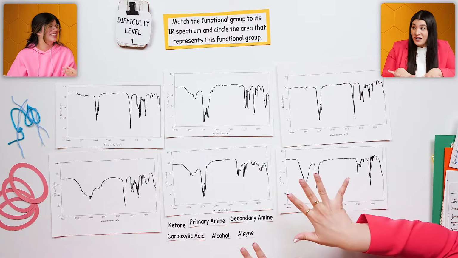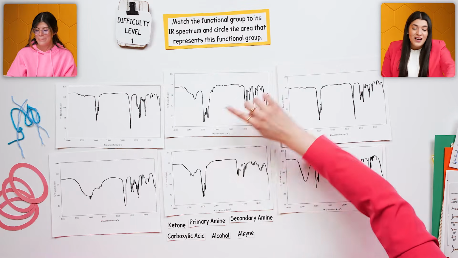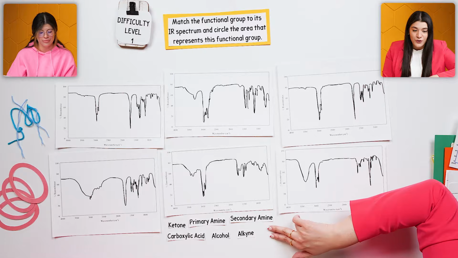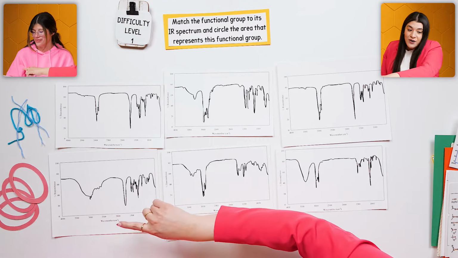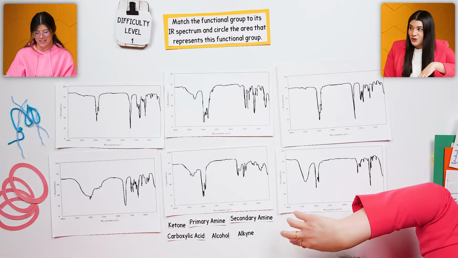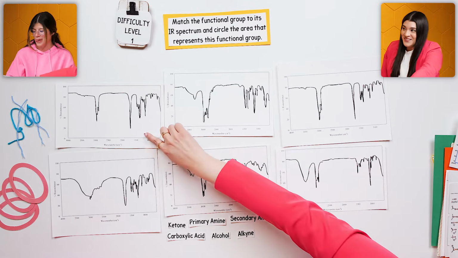Okay, moving on to the next question. We're still at difficulty level 1. We're going to match the functional group to its IR spectrum. Plus, we're also going to circle the area that represents that functional group. Okay, let's start with this one.